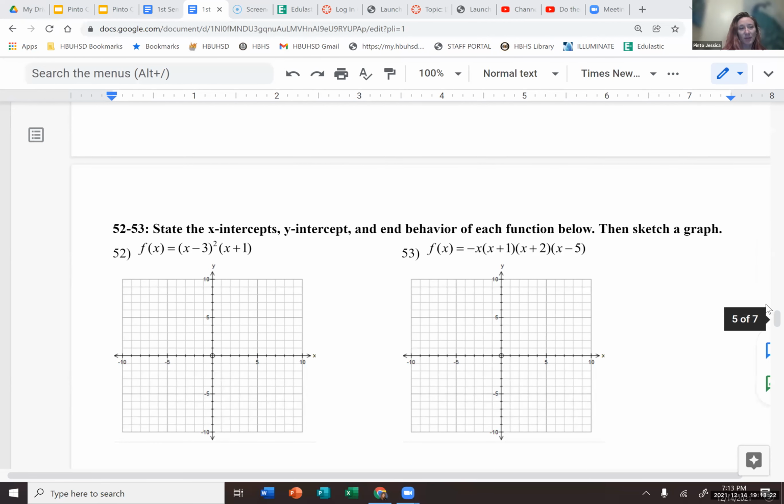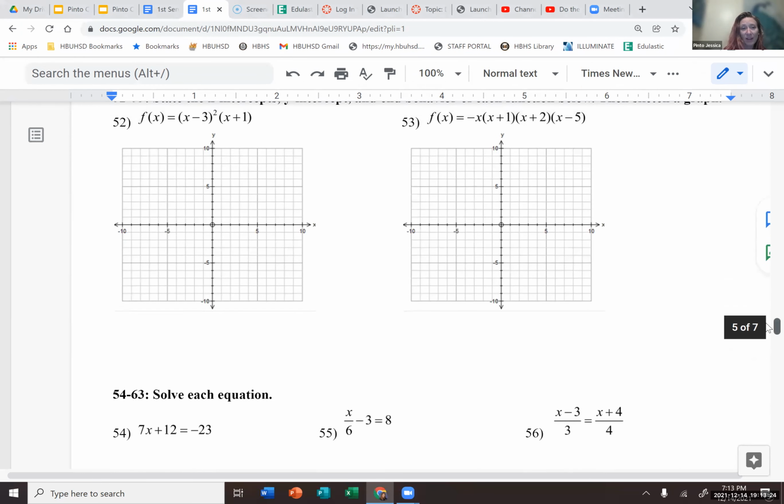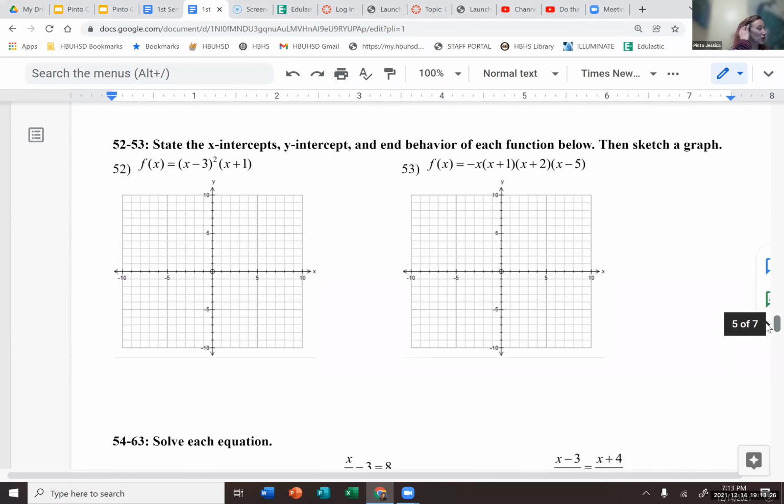All right. So now we're looking at graphing the polynomial graphs. And so these ones are super fun. We just need to find the x-intercepts. And so the x-intercepts are just when I set each of these to 0. So x minus 3 is equal to 0. So 3, which is right here. And then the other one would be at -1.